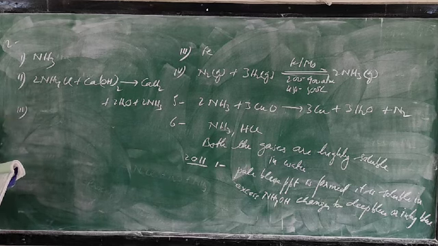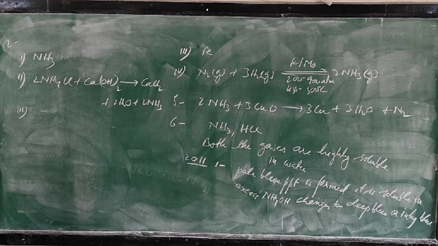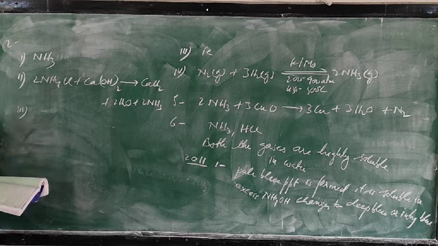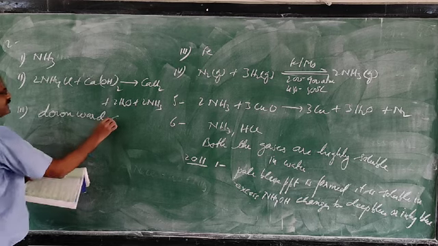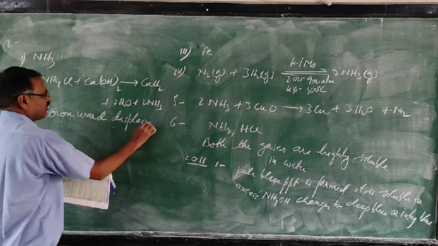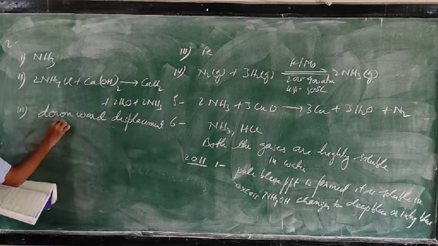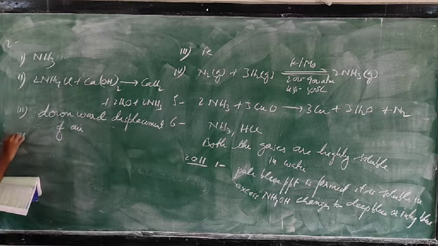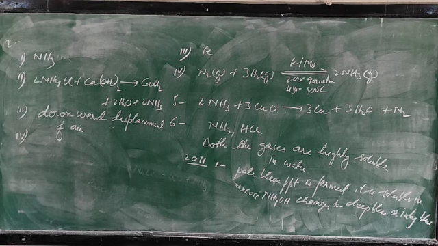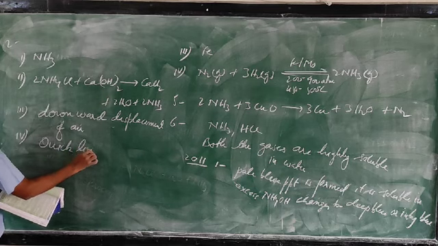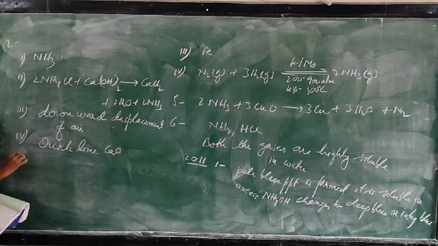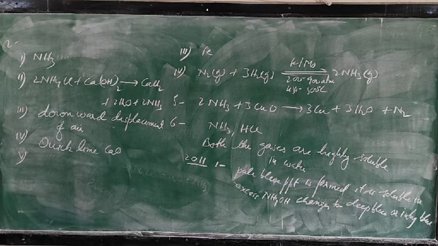Now the third one: state how the above gas is collected. Downward displacement of air. Air is moving down. So downward displacement of air. Now the fourth one, name the drying agent. Quicklime, calcium oxide.